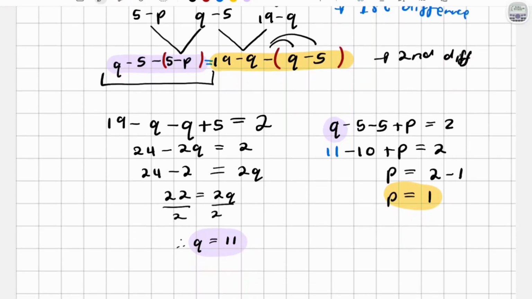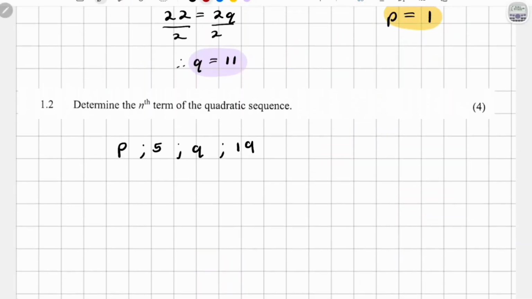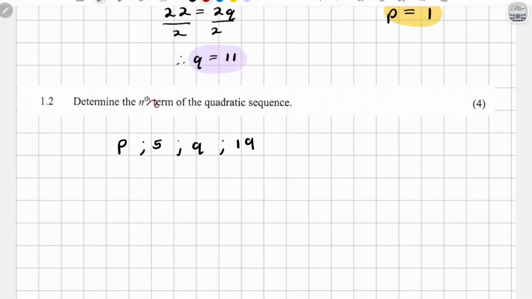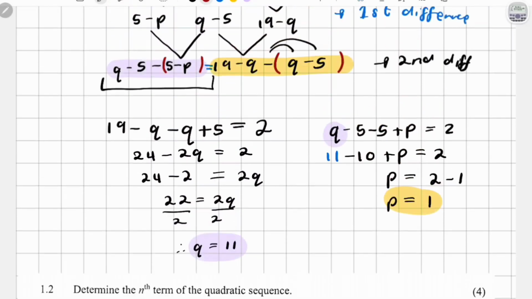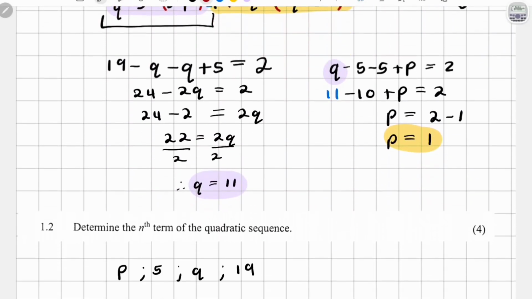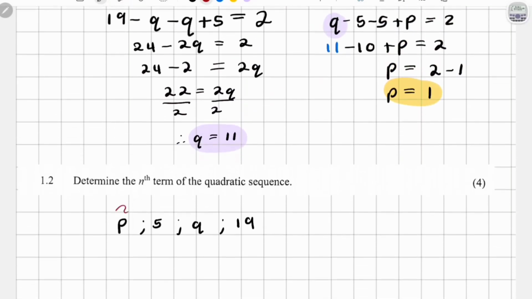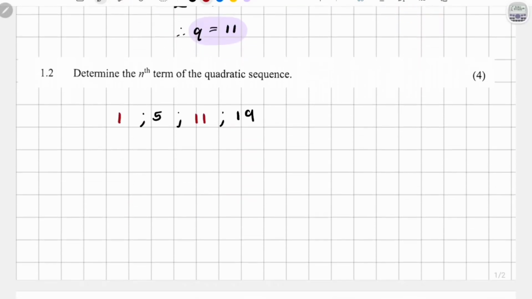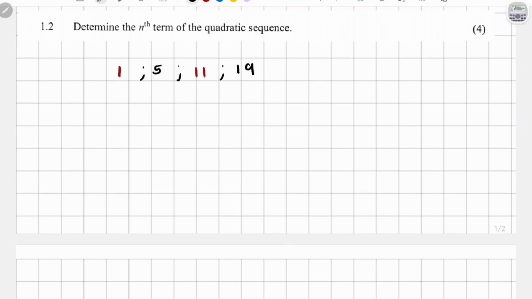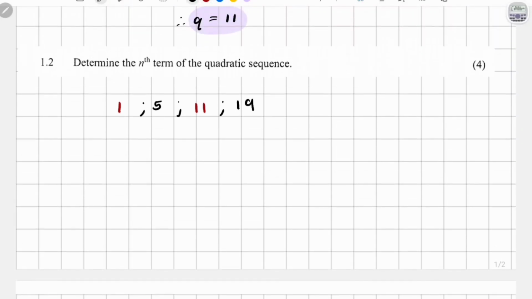Moving on to the next question. Okay, so the next question, 1.2, says, determine the nth term of the quadratic sequence. So remember, this was the quadratic sequence, but we now know what p and q are. So p is 1, so just replace that, and q is 11. So how do we find the nth term? How do we find the general formula of this quadratic sequence?